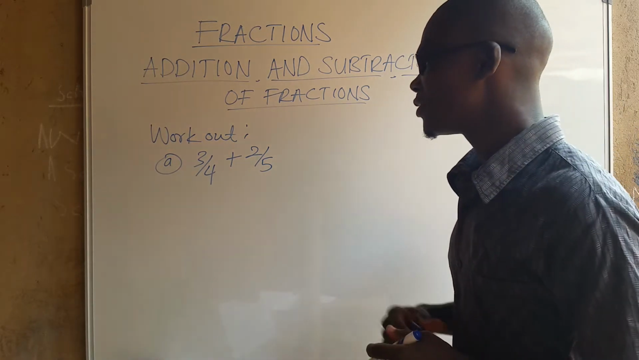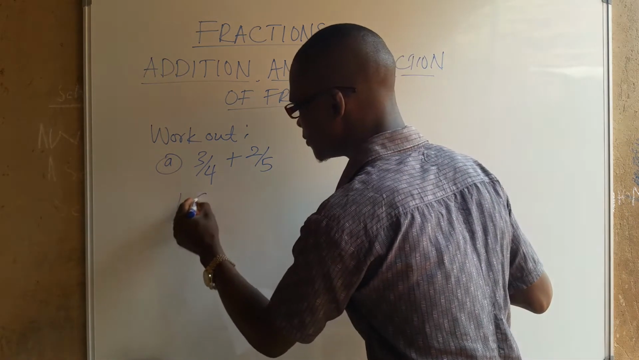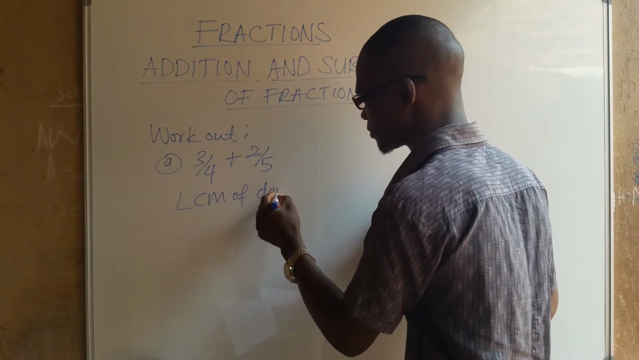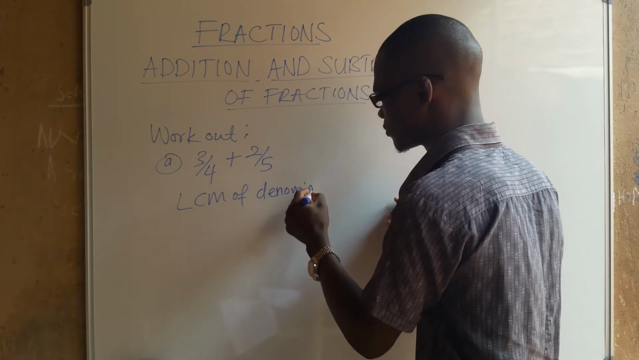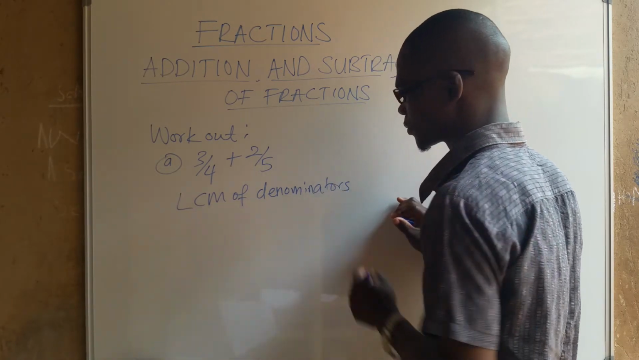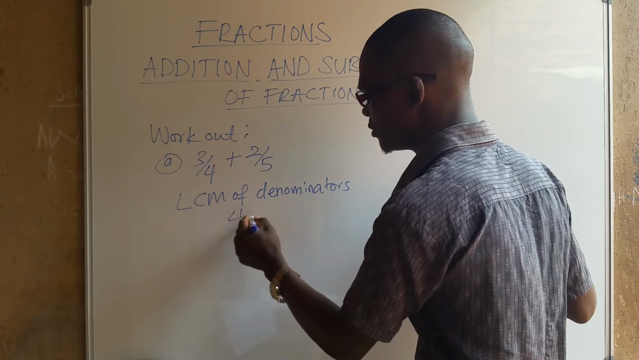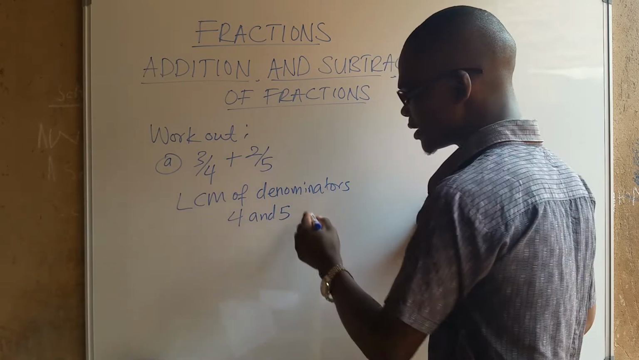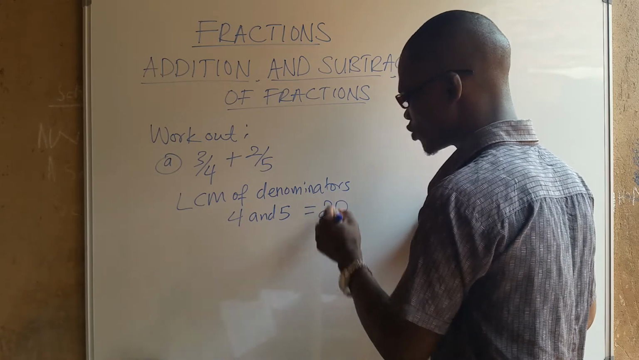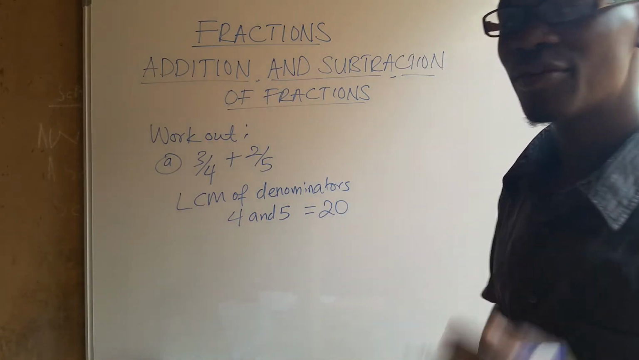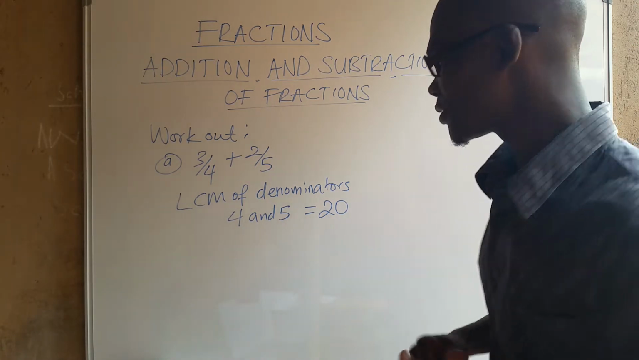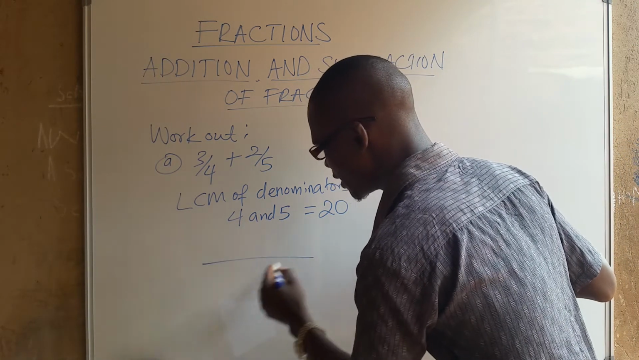That is to say, we get the LCM of denominators. That is 4 and 5. And that LCM is 20. That is the lowest common multiple of 4 and 5. So that means that our denominator will be 20.